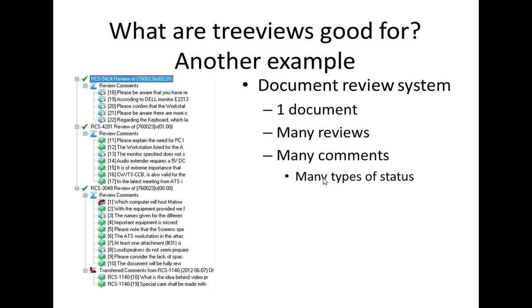So this is another example. This is a document review system. We have all of these comments for the same document, but different versions of the same document. So on the same document, we can have multiple reviews. We can have many comments, and each comment can have a different type of status. Again, as we look at it, we quite quickly get an overview of the document.